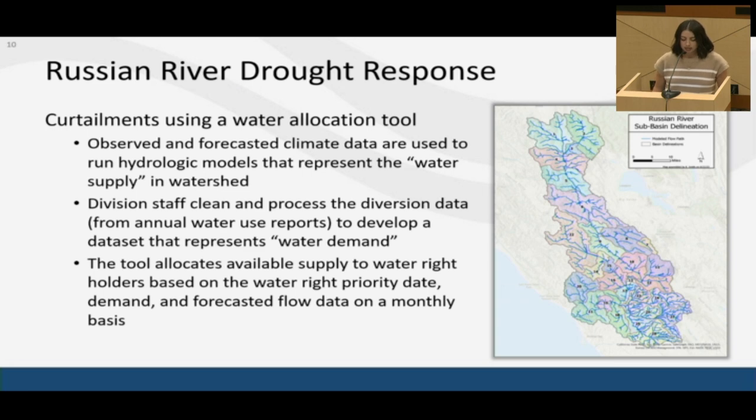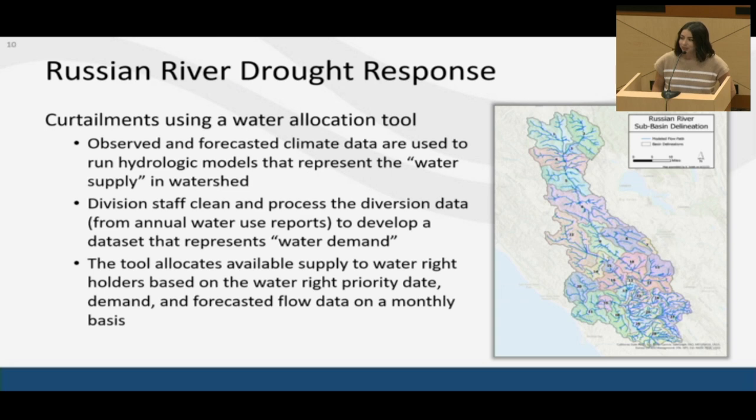So the curtailment analysis done in the Russian River watershed required 3 areas of work. We have water supply data, water demand data, and water allocation optimizations. So as you can see here in this photo, we divided the watershed into 28 subbasins, which allowed for water allocation to be made at a much finer subwatershed scale.